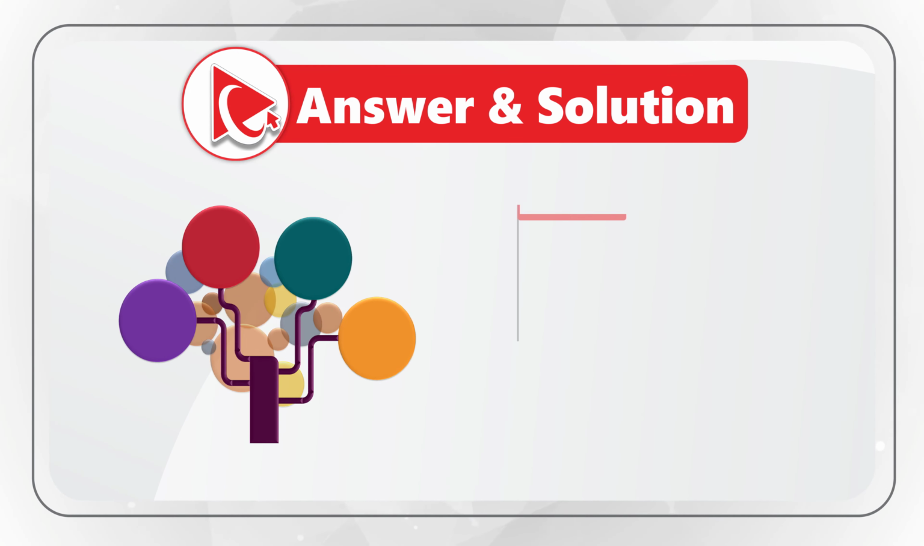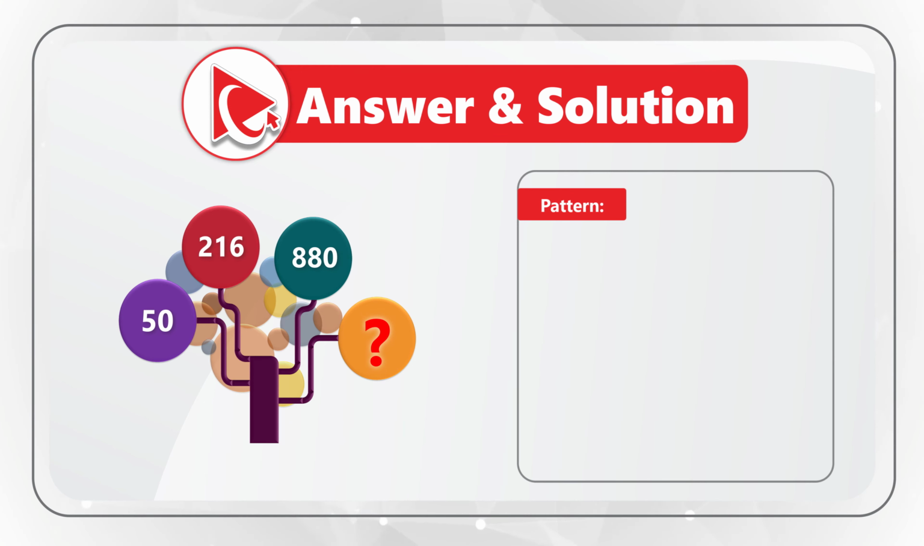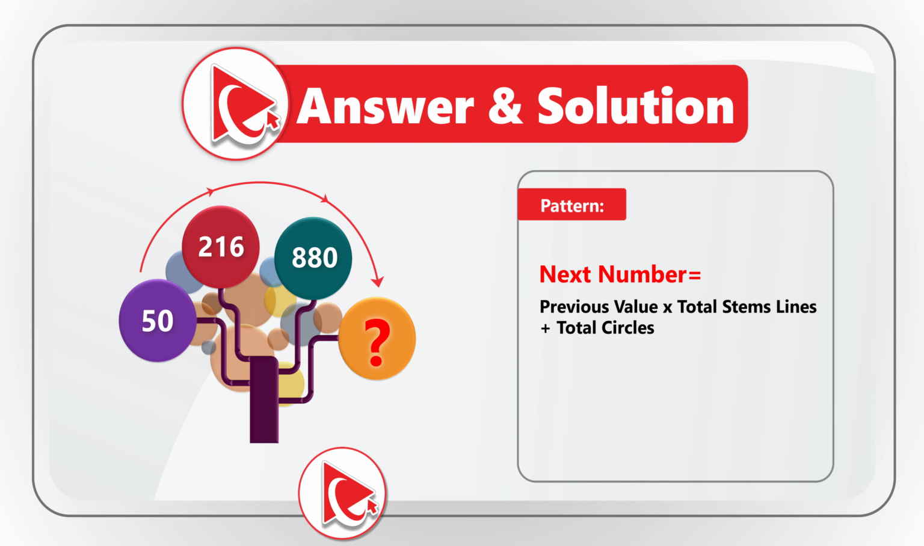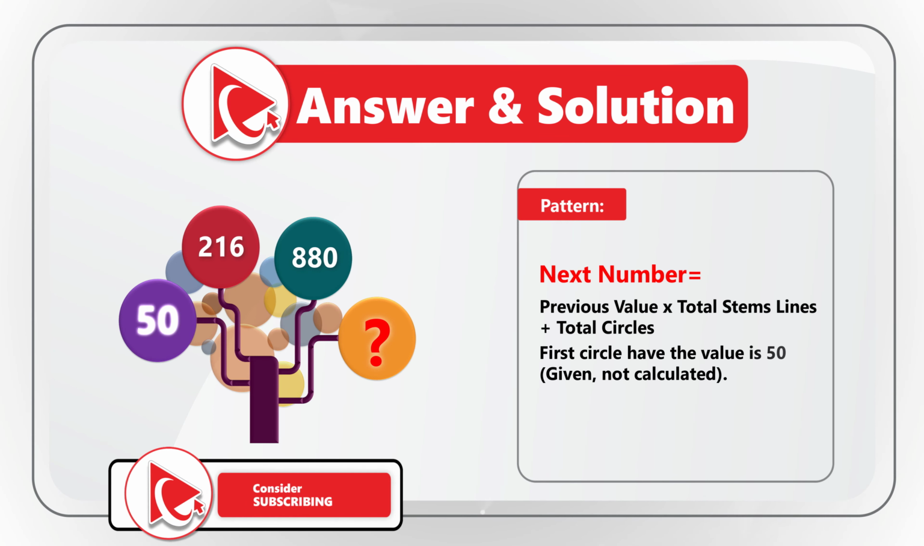The pattern here is rather simple, but it takes a little bit of time to detect it. If we start from the left, from the smallest number, and go clockwise, the next number is calculated as a previous value multiplied by the total number of lines plus total number of circles. Let's look at the example. The first number is 50 in the purple circle, and it's given, not calculated.